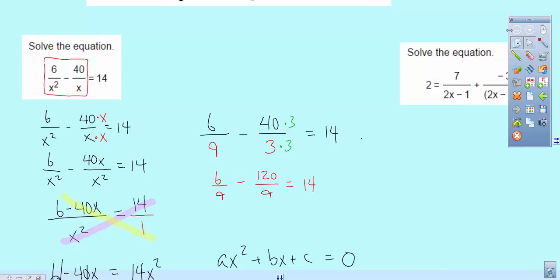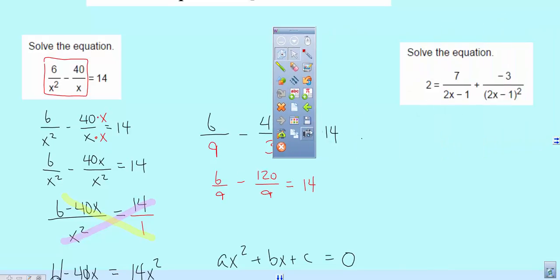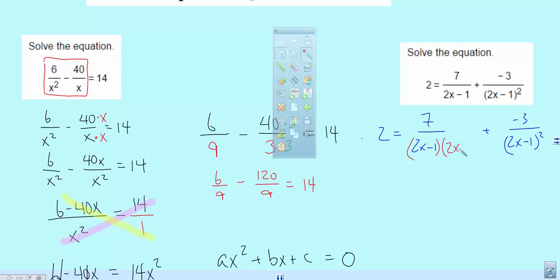So in this one, we have the same concept, but our denominator is just a little bit different. You can see that my denominator here, 2x minus 1 squared, that just means I need another 2x minus 1. So when I start writing this down, I've got 2 is equal to 7 over 2x minus 1 plus negative 3 over 2x minus 1 squared. So in order to have a common denominator, I need to have 2 of those. So now both of these are squared.